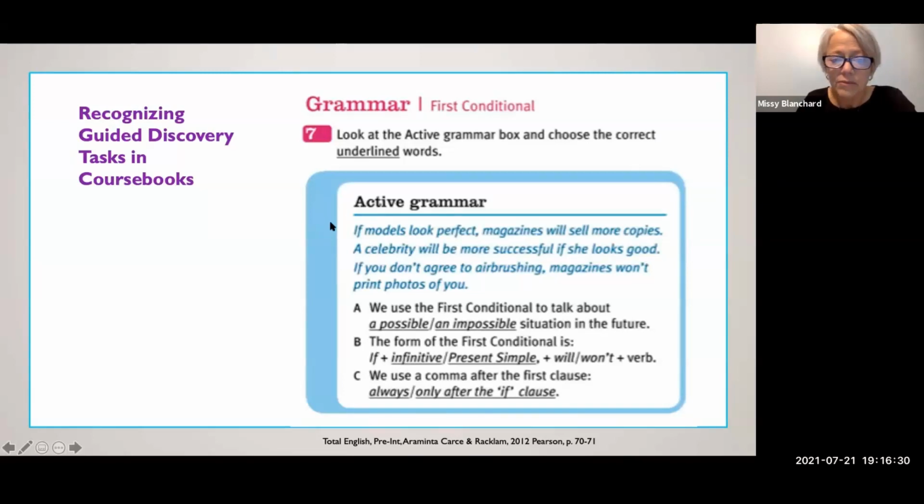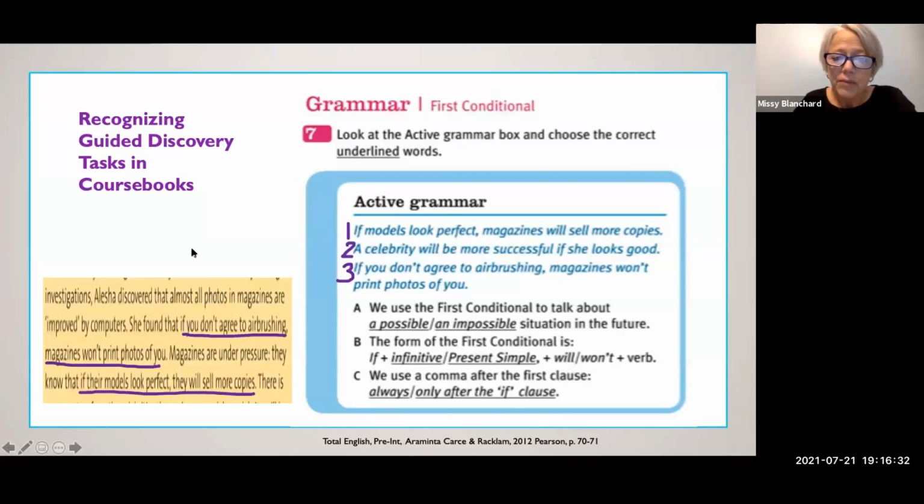Well, where did they come from? They came from a reading lesson that was on the previous page. So if you notice, these two or three sentences are also in the text. This is a pre-intermediate Total English course book, and this is a very nice guided discovery task.